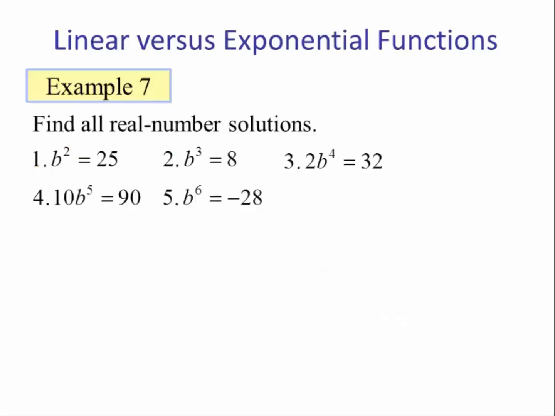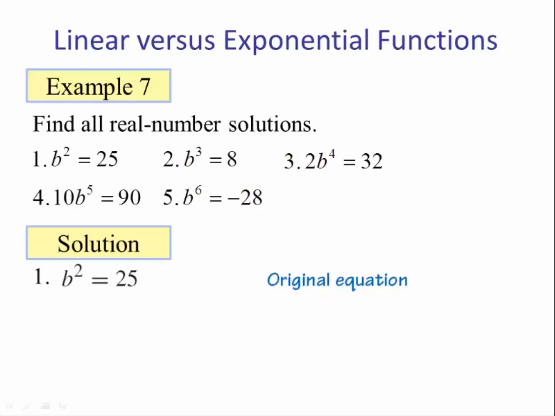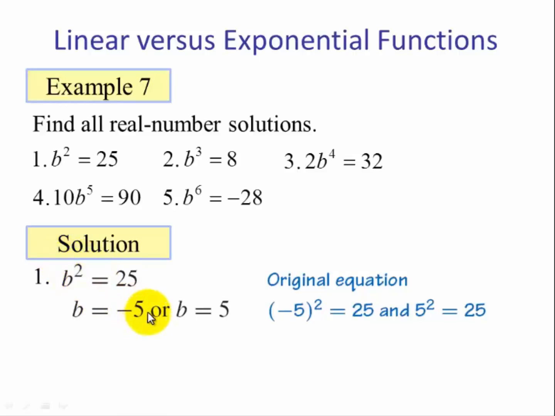Example 7. Find all the real number solutions. We have 5 problems. Some of the powers are even, some of the powers are odd. Let's begin with number 1. b squared equals 25. If you recall, we did problems like this back in the quadratic chapter. To get rid of the square, I take the square root. But taking the square root is the same thing as raising it to the 1/2 power. So if you take 25 and raise it to the 1/2 power, you get the square root of 25. Now because this is even, it can be a -5 or a +5.